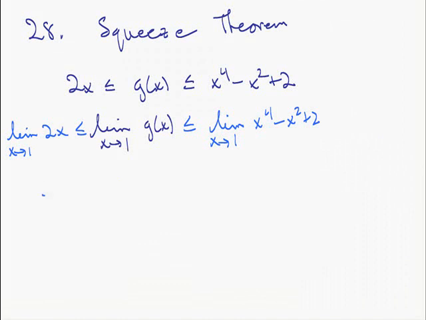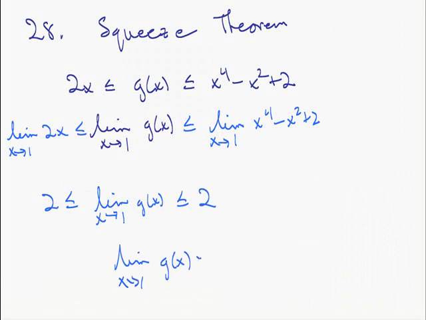And what you see then is that you get 2 is less than or equal to the limit as x approaches 1 of g of x, is less than or equal to, let's see, 1 minus 1 plus 2, which is also 2. And so since this limit is bound between this function approaching 2 and this function approaching 2, the limit as x approaches 1 of g of x also must be 2. So I guess I did more than say a couple of words about it. I guess I actually solved the problem.